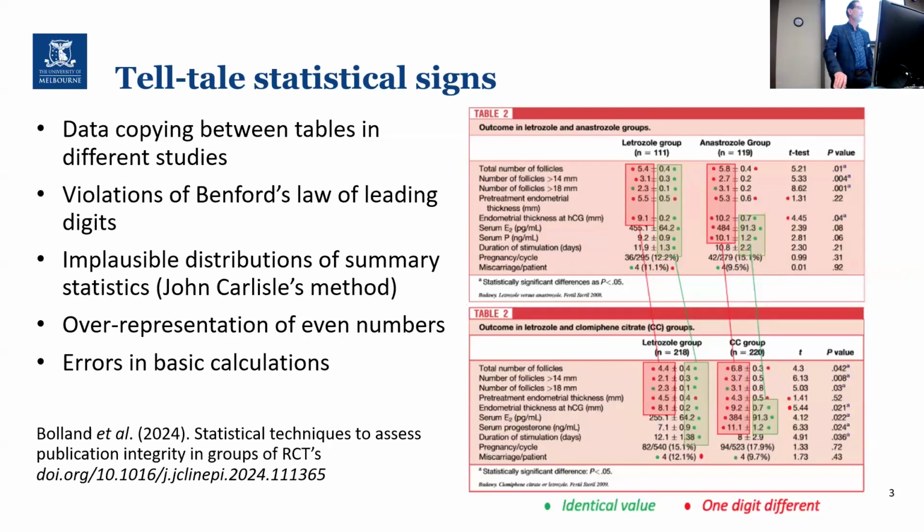Zombie trials are characterised by telltale statistical signs. Here's a list of them. Data copying between tables in different studies. An example of that is on the right. Violations of Benford's law of leading digits. Implausible distributions of summary statistics, especially the work that John Carlyle has done on p-values from baseline comparisons. Overrepresentation of even numbers. And many of these papers have got piles of errors in the most basic calculations.